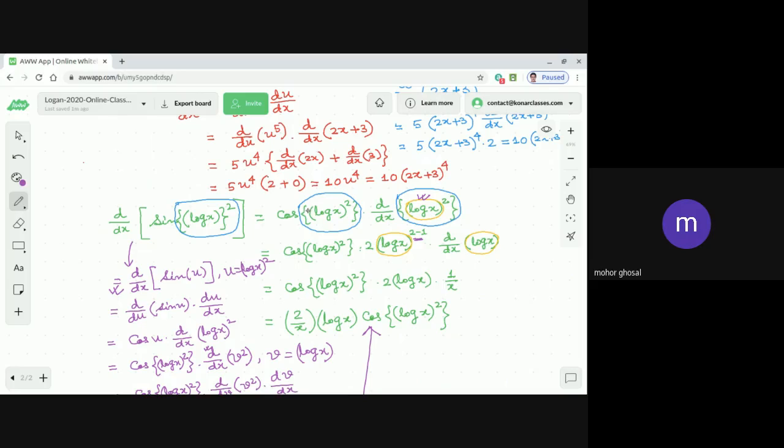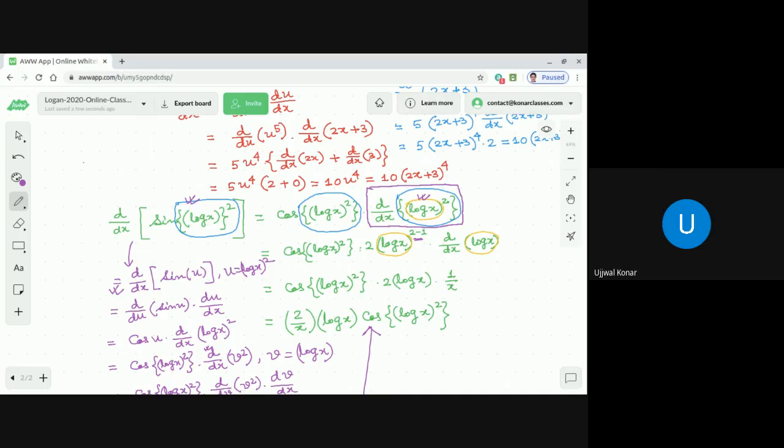For example, you can ask the same question, sir, we already differentiated sine, then why are you differentiating again? We have differentiated sine in this case, but not log x, not log of x whole square. That's why we want d/dx of log of x whole square. So from a bigger problem, we are going to the smaller, the modular approach.